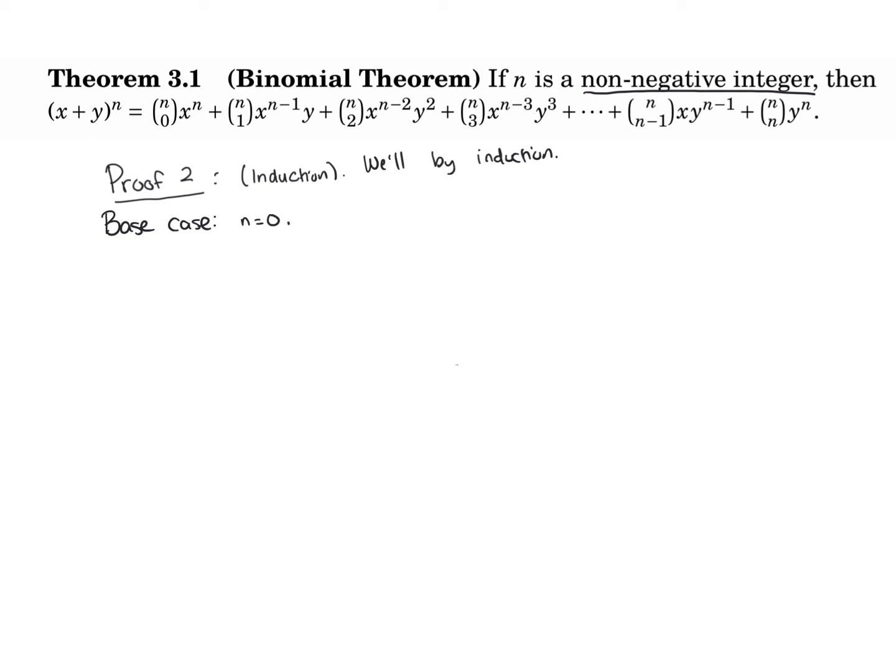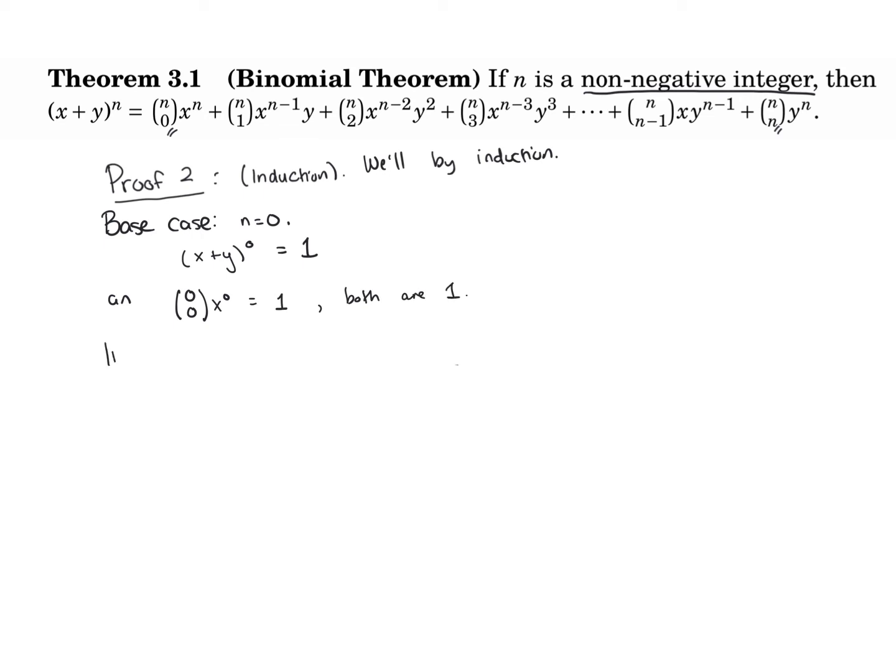So let's try that. When n equals 0, I have x plus y to the 0. Anything to the 0 is equal to 1. And here I have to think about what this is going to look like. I get a 0 choose 0 times x to the 0. And then none of these other ones are valid because I'm just going to start and end with 0 here because it usually stops at n, and that is my 0. 0 choose 0 is 1. Right, 0 factorial over 0 factorial, 0 factorial. And then x to the 0 is 1. So both are 1. So our base case holds.